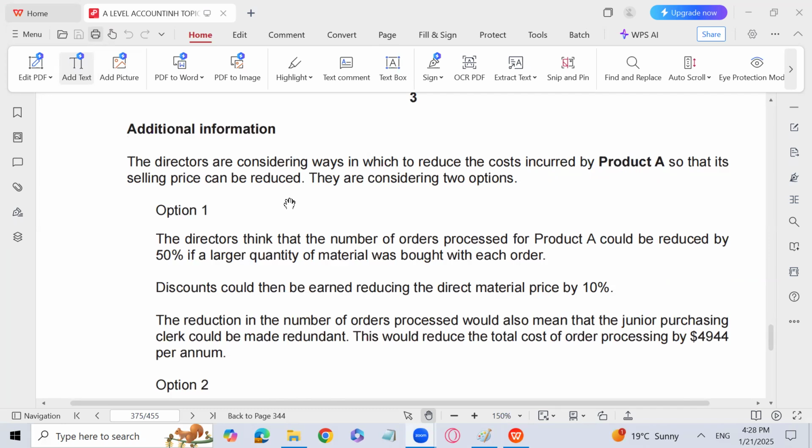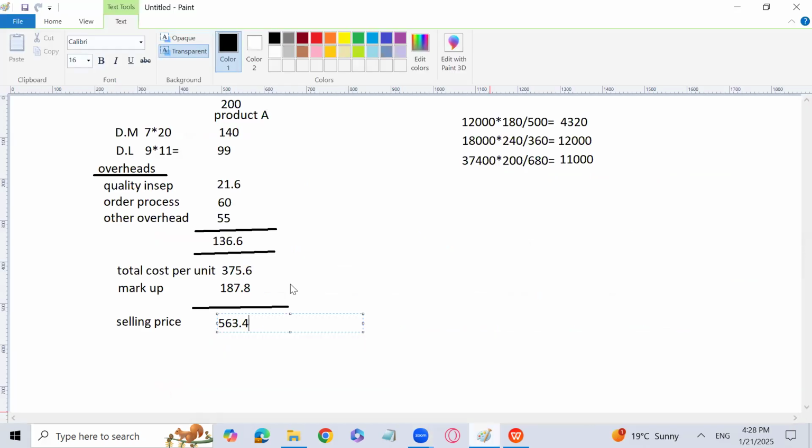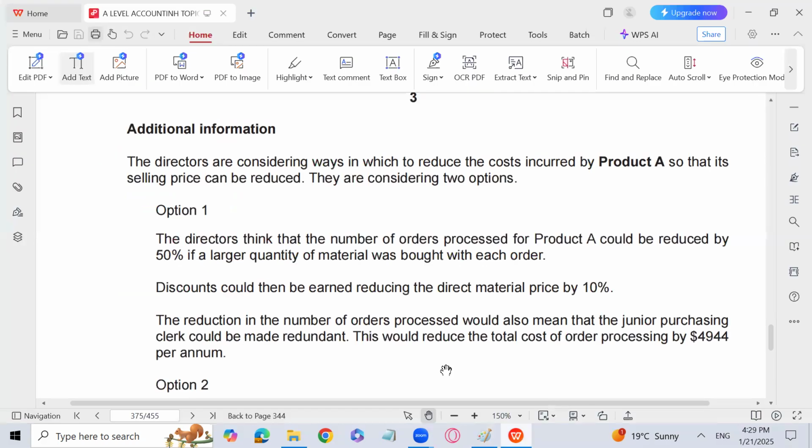It means that they don't want to change the markup. Maybe they want to remain at 50%. But in order to reduce the selling price, they need to reduce the cost. For example, if the cost becomes 200, then definitely markup will become 100 and the selling price will become 300. So obviously the selling price will reduce that way if the cost is going to be decreased.